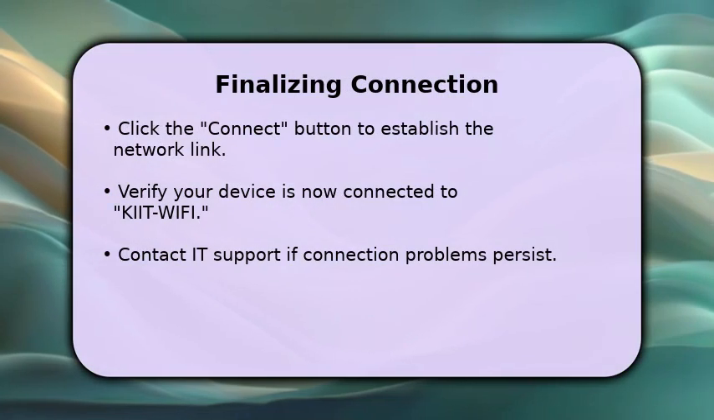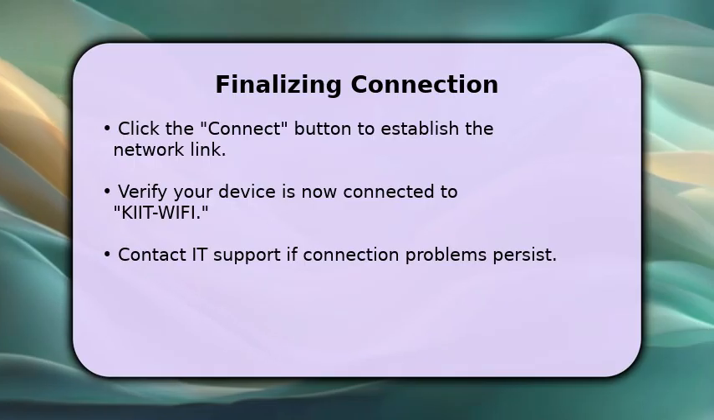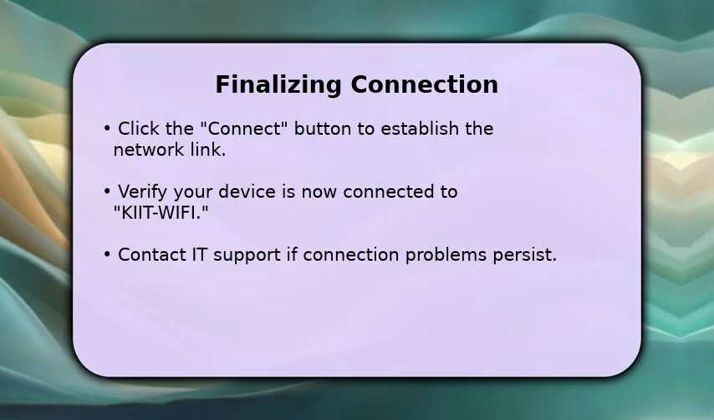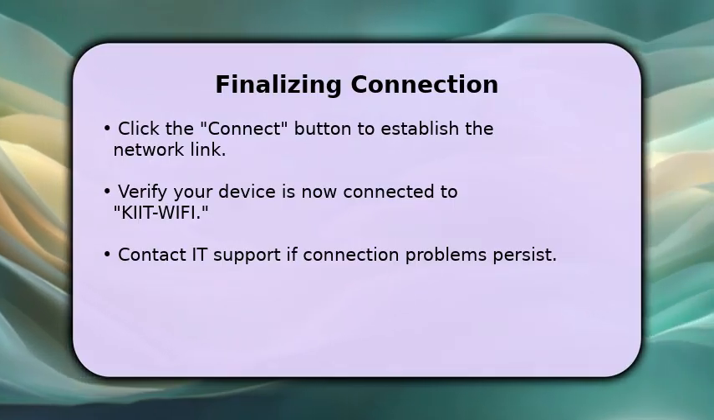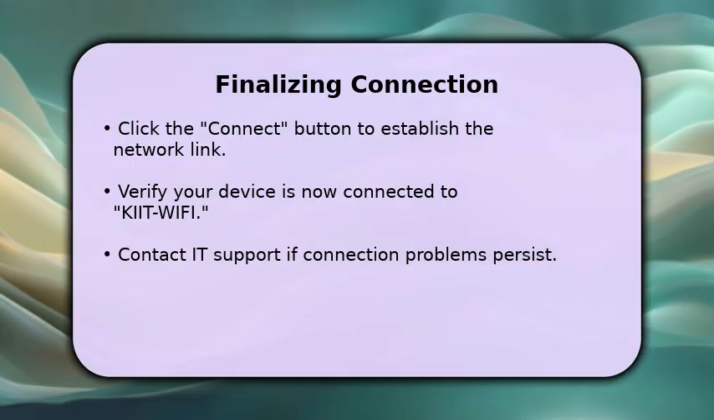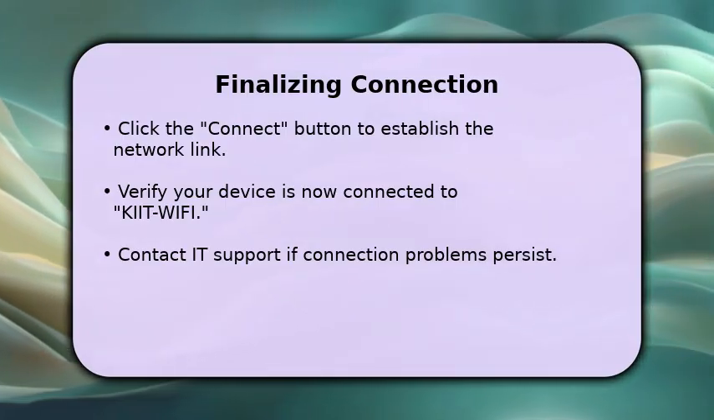You're almost there. After entering all your details, simply click the Connect button. Your device should now attempt to establish a connection with the Kiit Wi-Fi network. Once connected, you should see Kiit Wi-Fi listed as your active network.